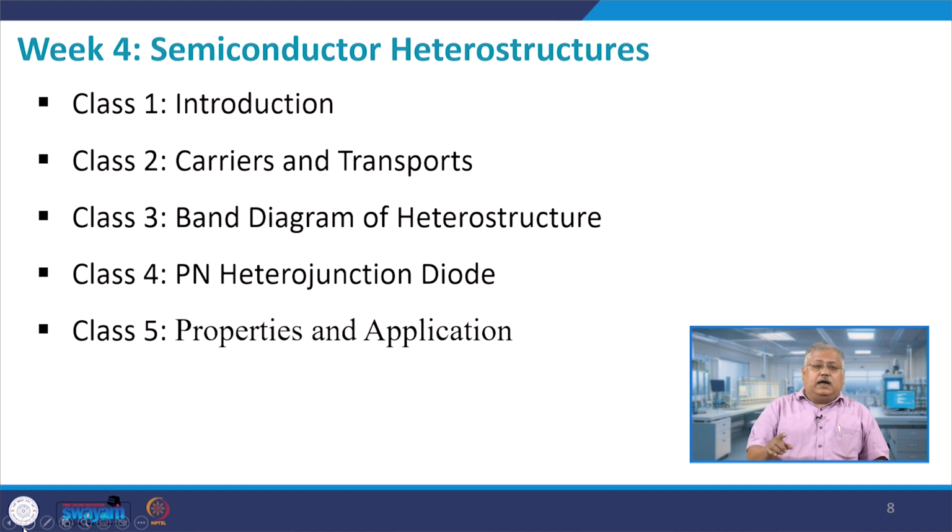Of course, to do that, you need to learn about the band diagram of heterostructures. How the band diagram of a heterostructure is placed will be discussed in class number 3. As an example of that, we will discuss with you a PN junction heterostructure diode, and then finally, in class number 5, we will discuss the properties and applications of semiconductor heterostructures.